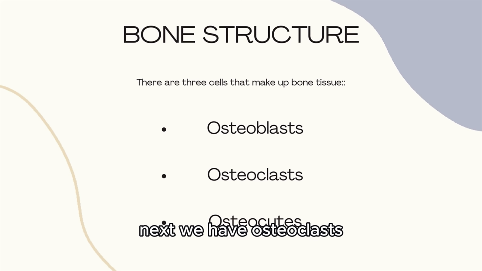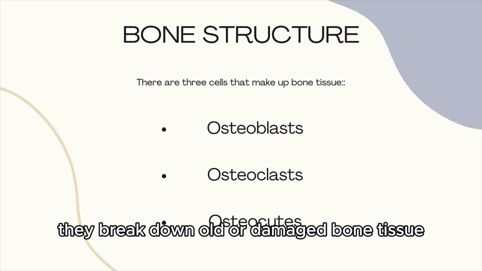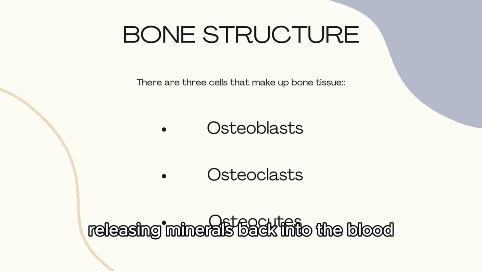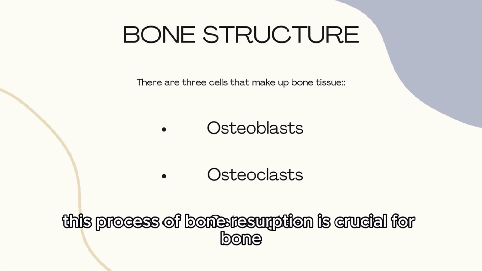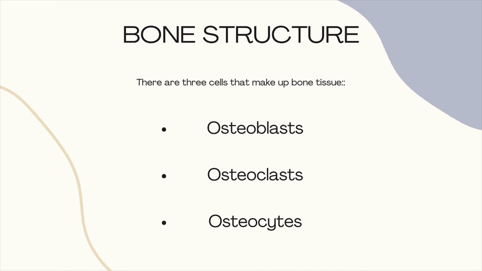Next, we have osteoclasts. Imagine them as demolishers. They break down old or damaged bone tissue, releasing minerals back into the blood. This process of bone resorption is crucial for bone remodeling and maintaining calcium levels in the body.